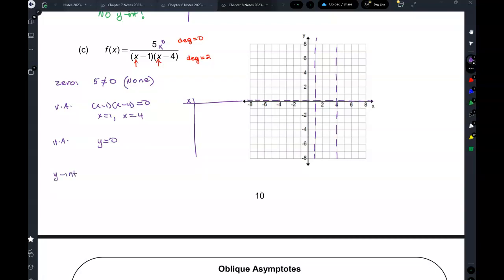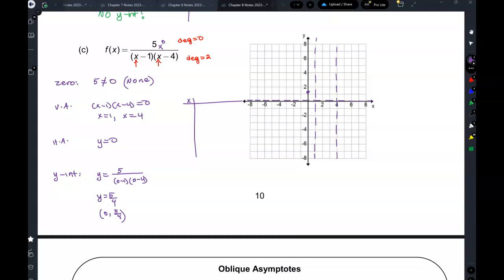So y equals 5 over 0 minus 1, 0 minus 4. 0 minus 1 is -1, 0 minus 4 is -4, so it's 5/4, or 1 1/4.